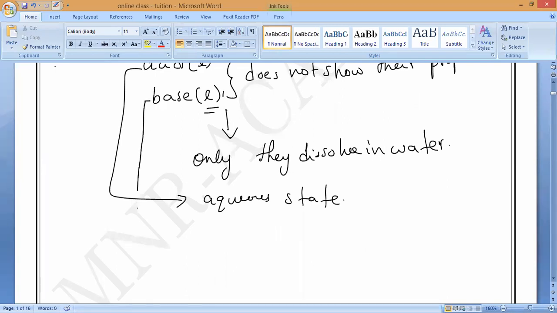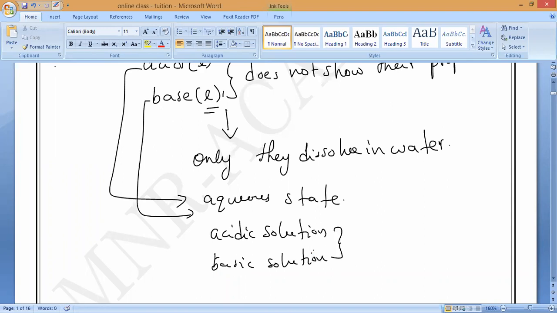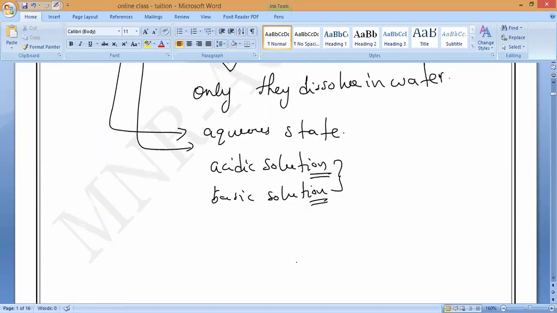When base is dissolved in water, we should call it a basic solution. So acidic solution and basic solution only will show the chemical properties of them. So acid and base only show their properties when they dissolve in water. That is what you have to remember, all of you. So whenever I am saying acid or base, what is it indicating? It is indicating aqueous solution. All of you should remember, it means it is dissolved in water.